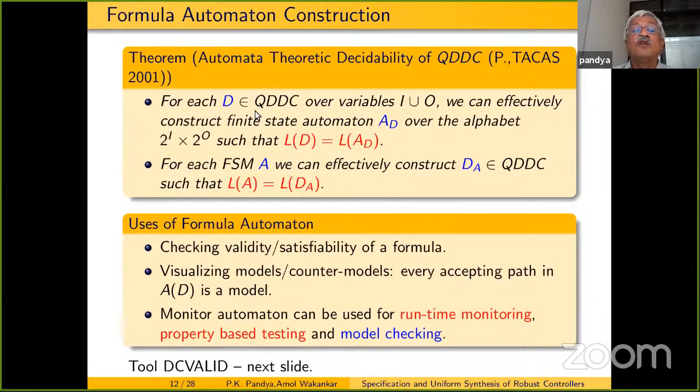So a useful thing is this connection between logic, a formula, and its formula automaton, the so-called monitor automaton for the formula. Such formula automata are useful for many purposes.